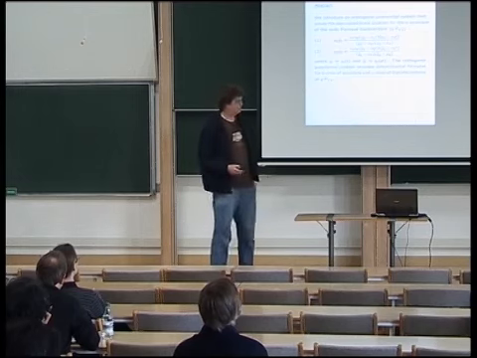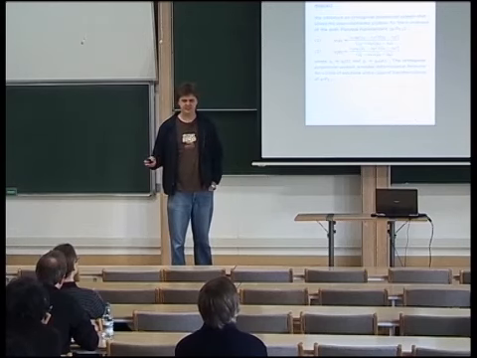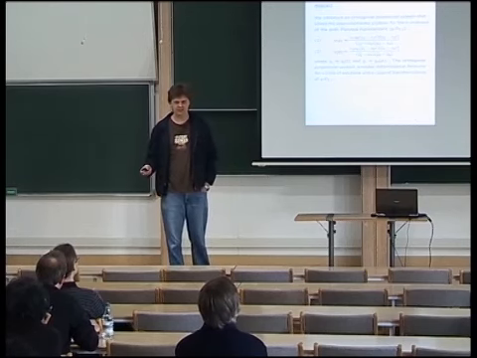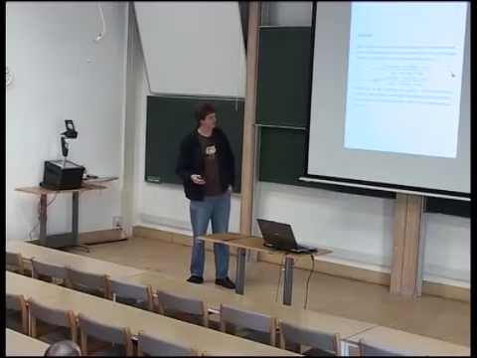What I really want to do is introduce an orthogonal polynomial system that solves the associated linear problem for QP6. This will give us a way of first solving QP6 in terms of the orthogonal polynomial theory, in terms of determinantal solutions of hypergeometric functions. This will also give us, from the orthogonal polynomial context, a way of transforming the Y's, the Painlevé transcendents themselves. And this is very, very natural in the orthogonal polynomial sense.